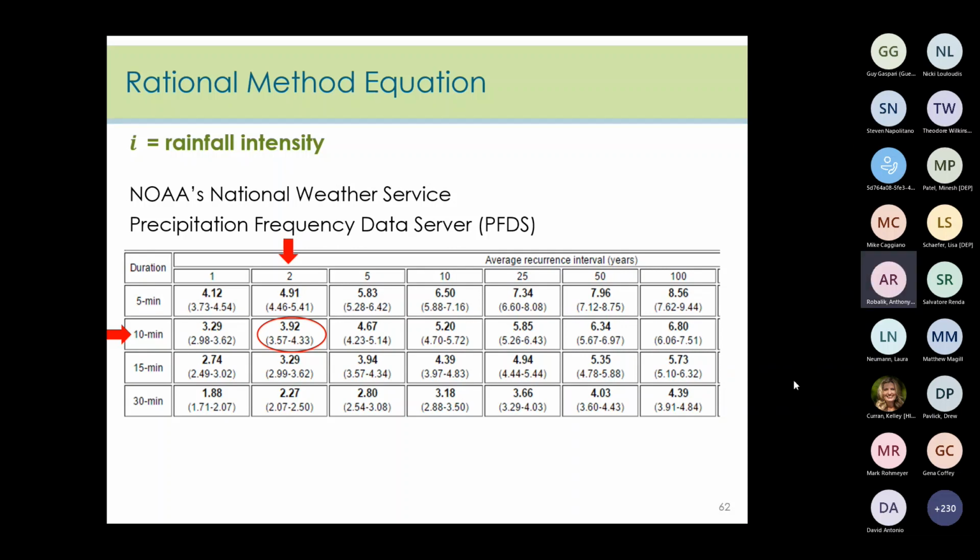We also calculate the time of concentration in the same way as for the NRCS methodology. So next we need to determine the rainfall intensity. And when you're reviewing calculations using the rational method, check the rainfall data on the NOAA data server and make sure you have the intensity tab checked rather than the depth tab. So shown here is data for the NJDEP headquarters in Trenton, and we've assumed a 2-year storm with a time of concentration of 10 minutes to get 3.92 inches per hour for the 2-year design storm.